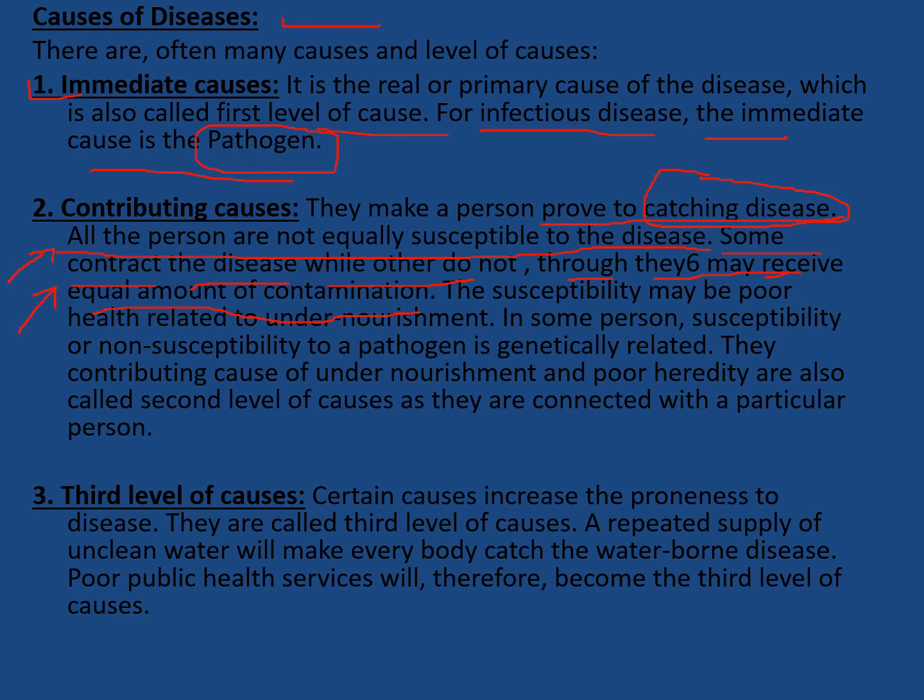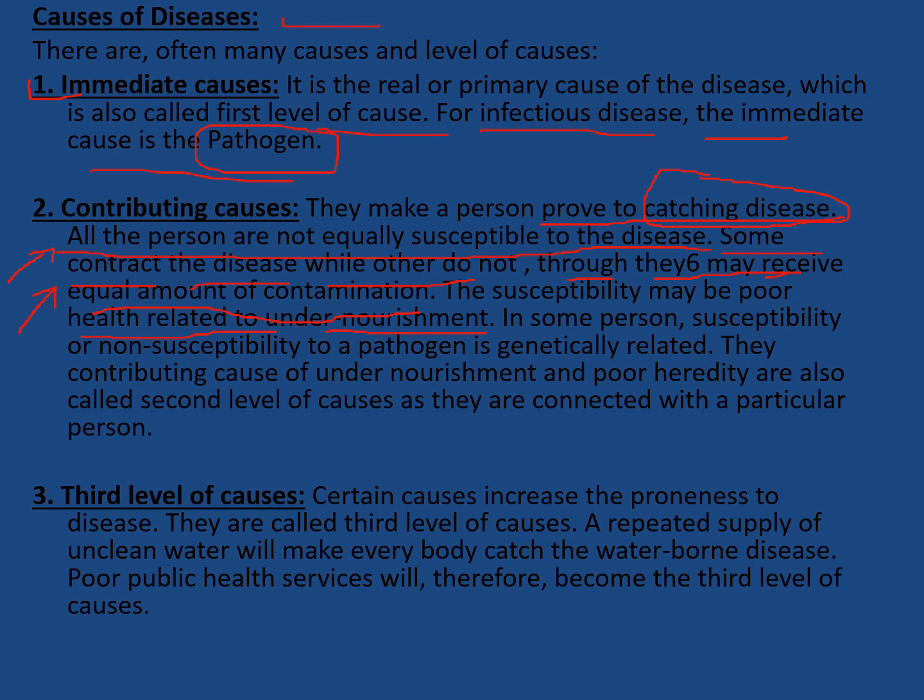Okay, the susceptibility may be due to poor health related to undernourishment. This susceptibility is due to what? Poor nourishment. Okay, due to the poor health related to undernourishment. That is, their immune system is too weak. Because of that, what happened? They can easily catch the disease, and after that, they can easily show their symptoms.